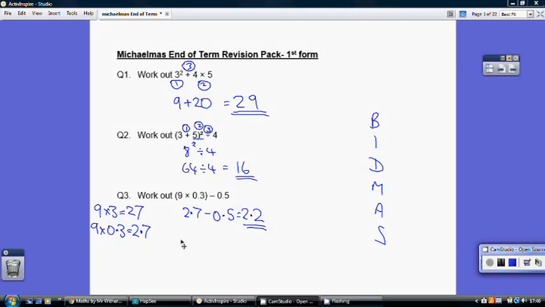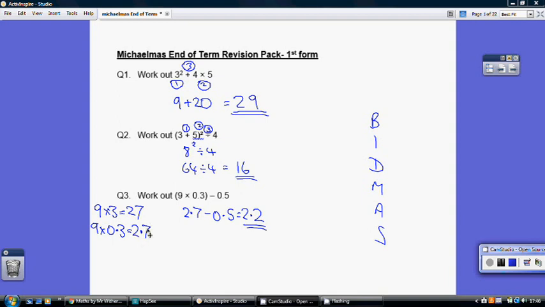Question 3. So whatever's in the brackets is going to come first, and then the subtraction second. So what's in the brackets is 9 times 0.3. So be careful here. 9 times 3 is 27, but we've got 0.3, which is a tenth of 3. So our answer is going to be a tenth of 27, which is 2.7.